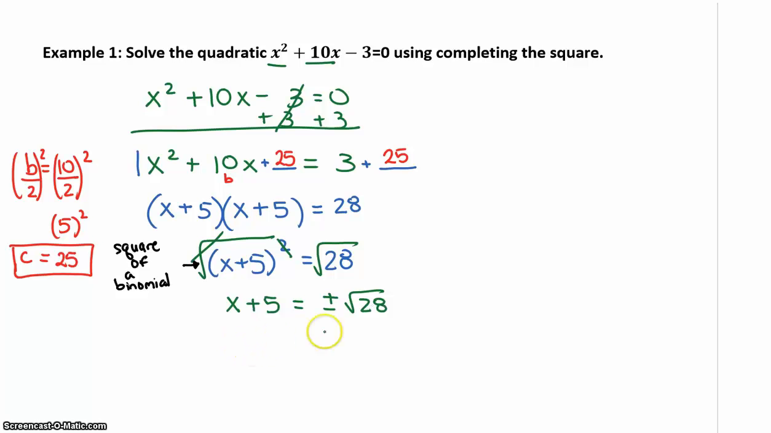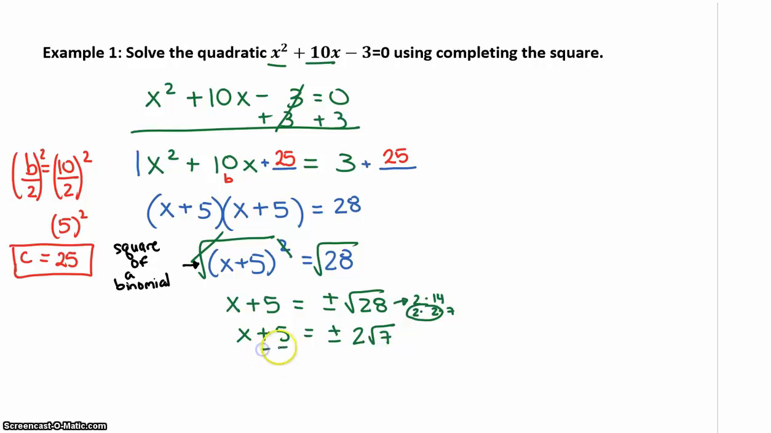Actually, let's do it now. x plus 5 equals plus or minus. Now, this inside of here is 2 times 14. I can break that down more: 2 times 7, so 4 times 7. Therefore, I can take a 2 out, so that's 2 square root of 7.